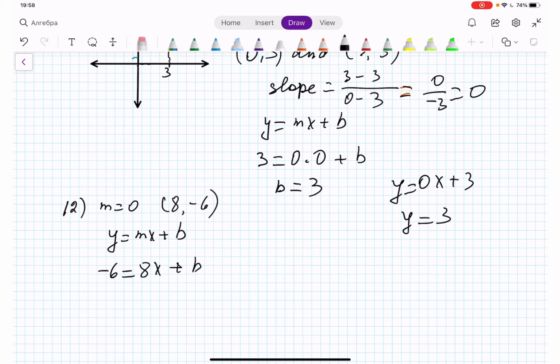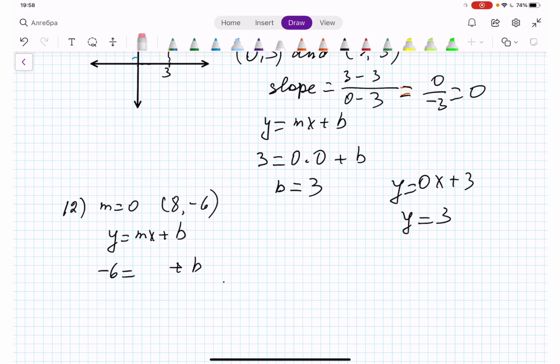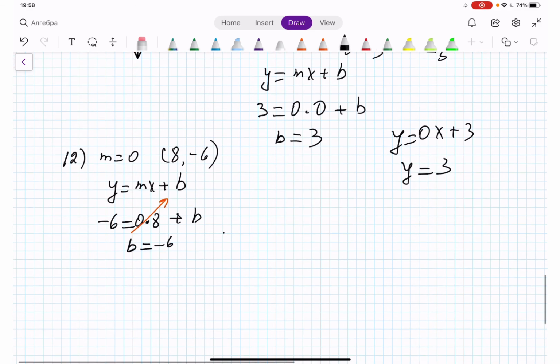Hold on. m is 0, and x is 8. Okay, which means this is 0, and b is equal negative 6. So from here, y is equal 0 times x minus 6. This is 0, and y is equal negative 6. And this is our graph.